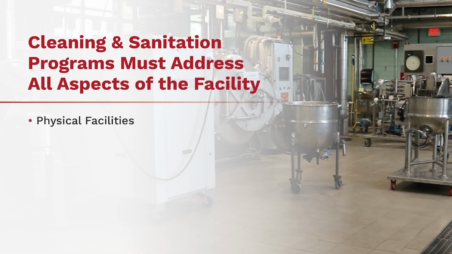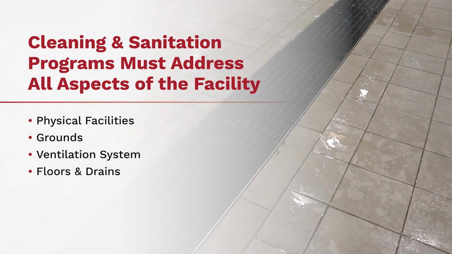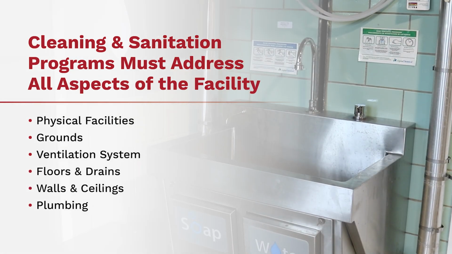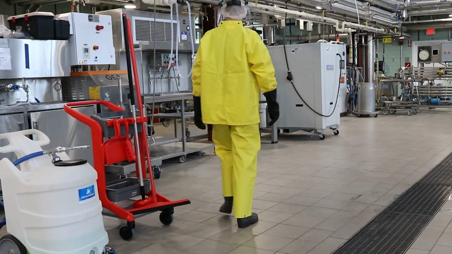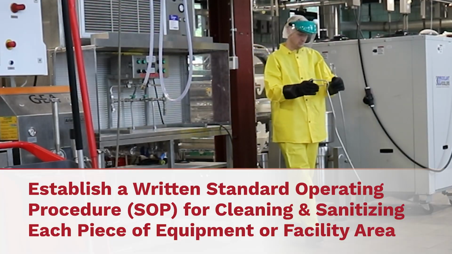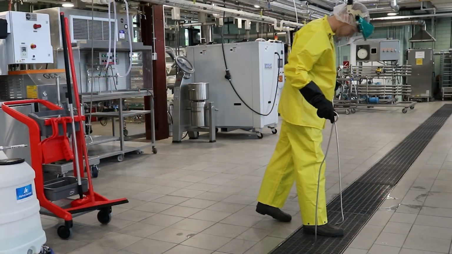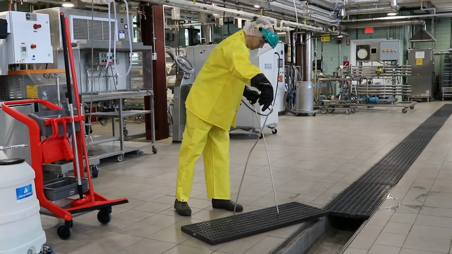including the physical facilities, grounds, ventilation system, floors and drains, as well as the walls and ceilings, plumbing, and the maintenance tools. Establishing a written standard operating procedure for cleaning and sanitizing each piece of equipment or facility area will ensure that the employees are attending in detail to sites that could harbor microorganisms or larger pests.